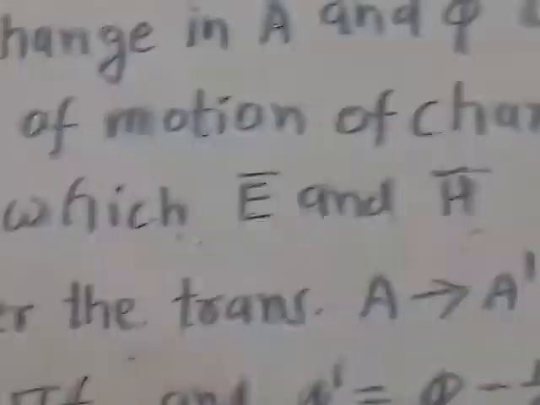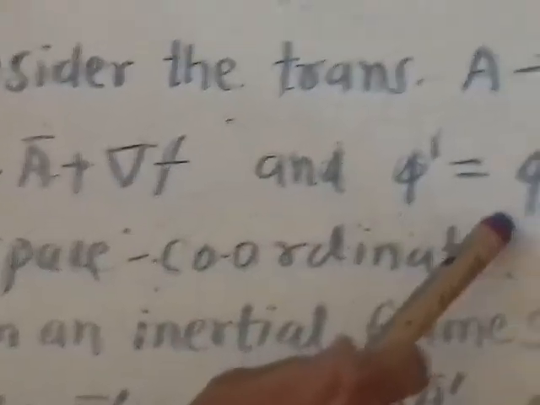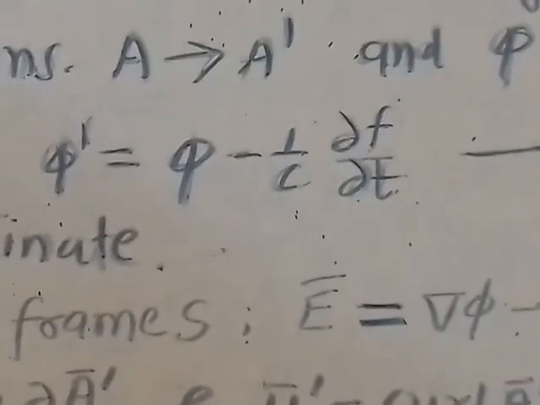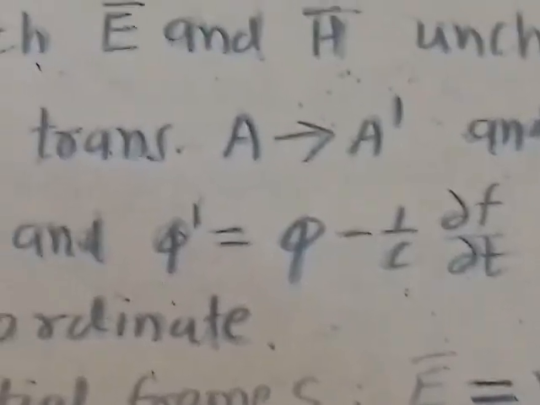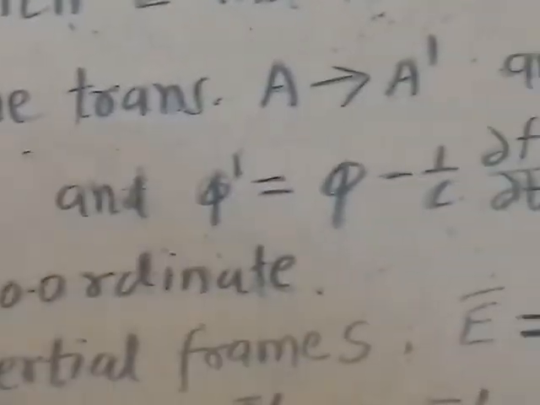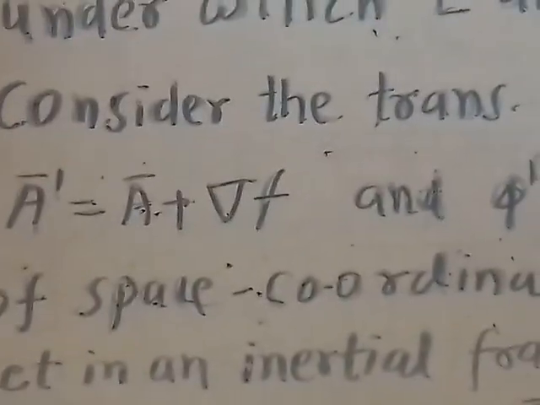Such a transformation is called the Gauss transformation, and the invariance under these equations is known as Gauss invariance. Thanks for watching this video.